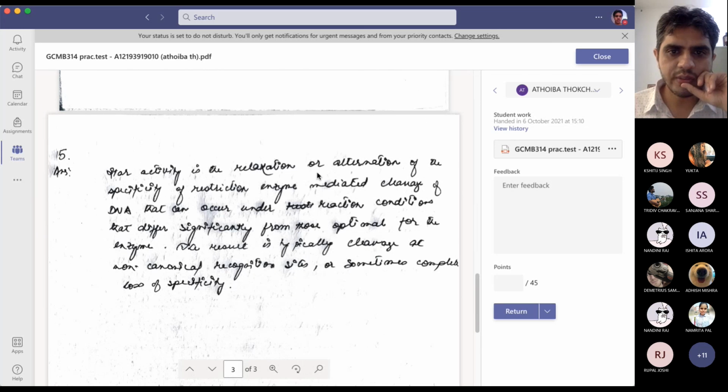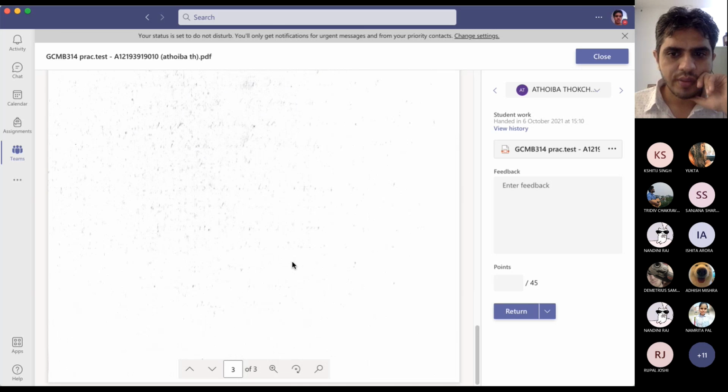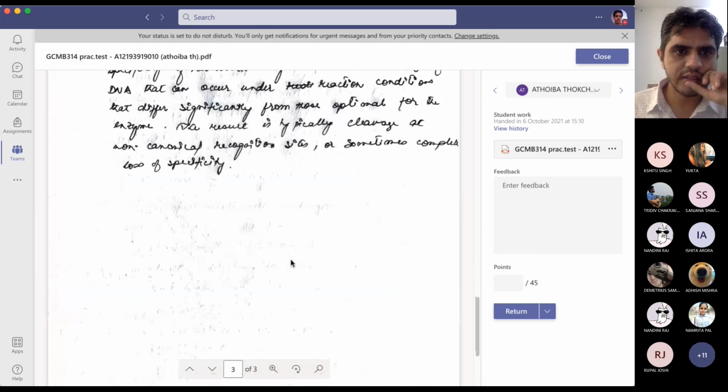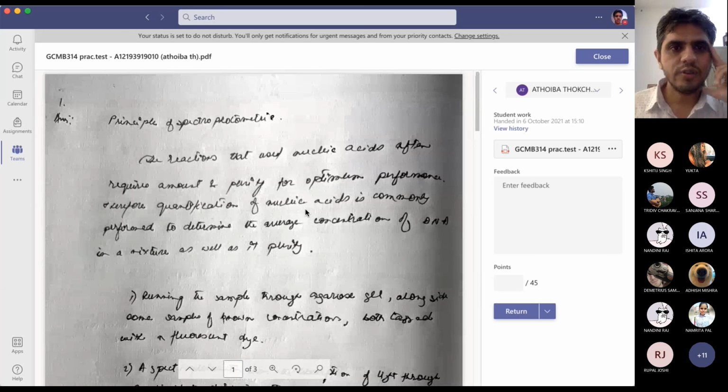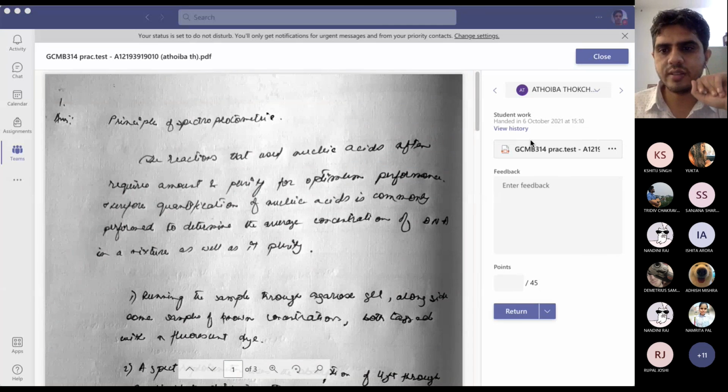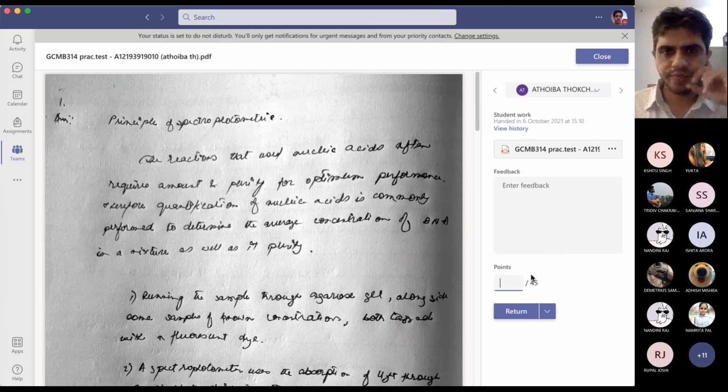Star activity for the alteration, occurs when reaction conditions differ significantly. Okay, so non-recognition site, that's fine. That's it. This is half, so 2.5 for this. 2.5, 2.5, that's it. Atoiba? Yeah. So 5 for you.